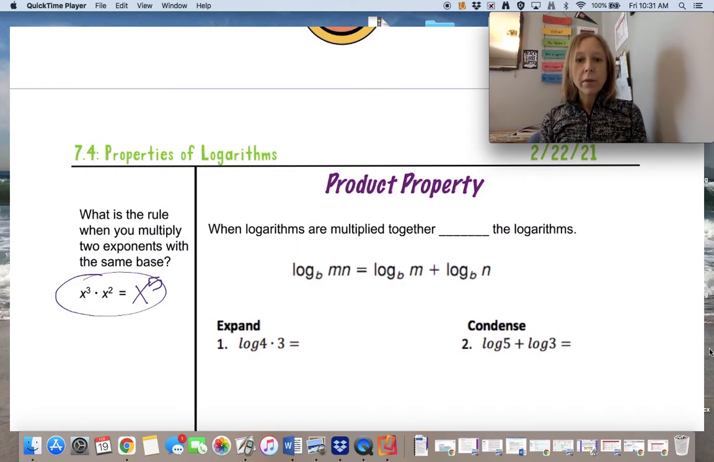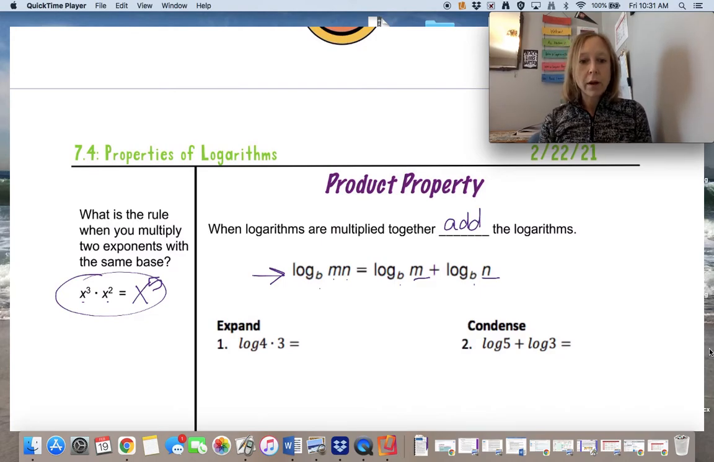So similarly, when logarithms are multiplied together, we can add the logarithms. Notice here we had two exponential terms being multiplied, so we added. All right, so this is what it looks like. If we have a log with a base of b of m times n, we can separate that into two logarithms, both with that same base of b, just like over here they both had a base of x, and we can add them and separate the m and n factors.